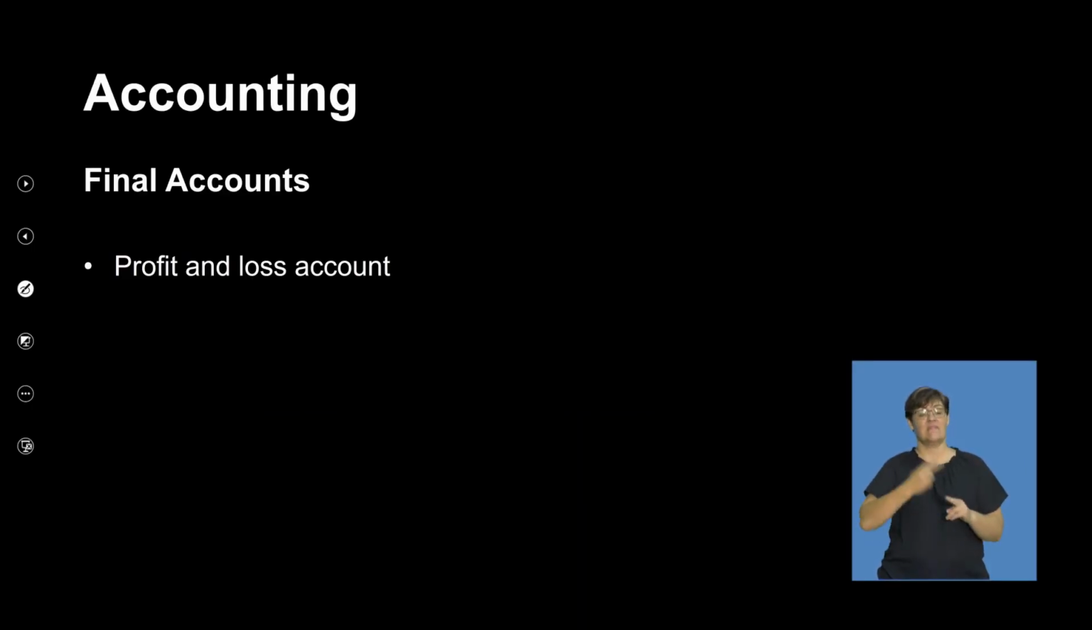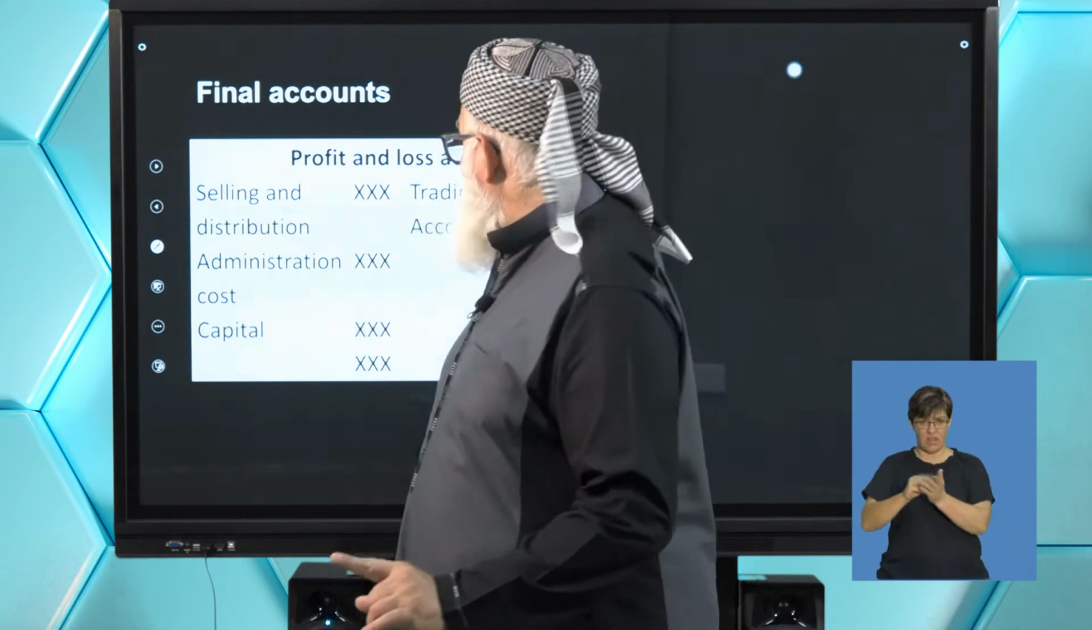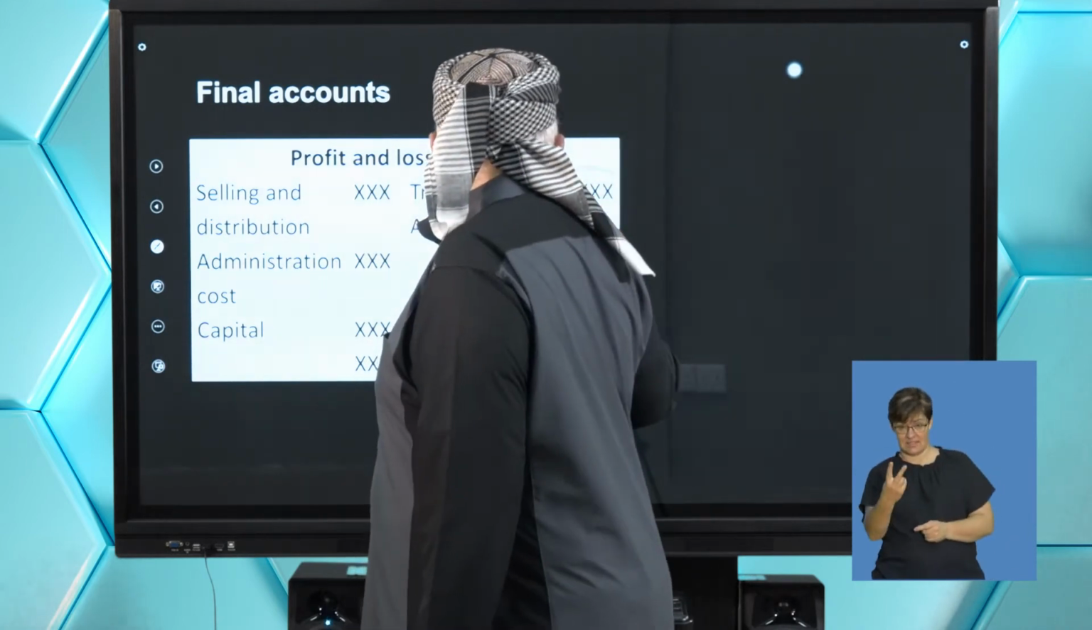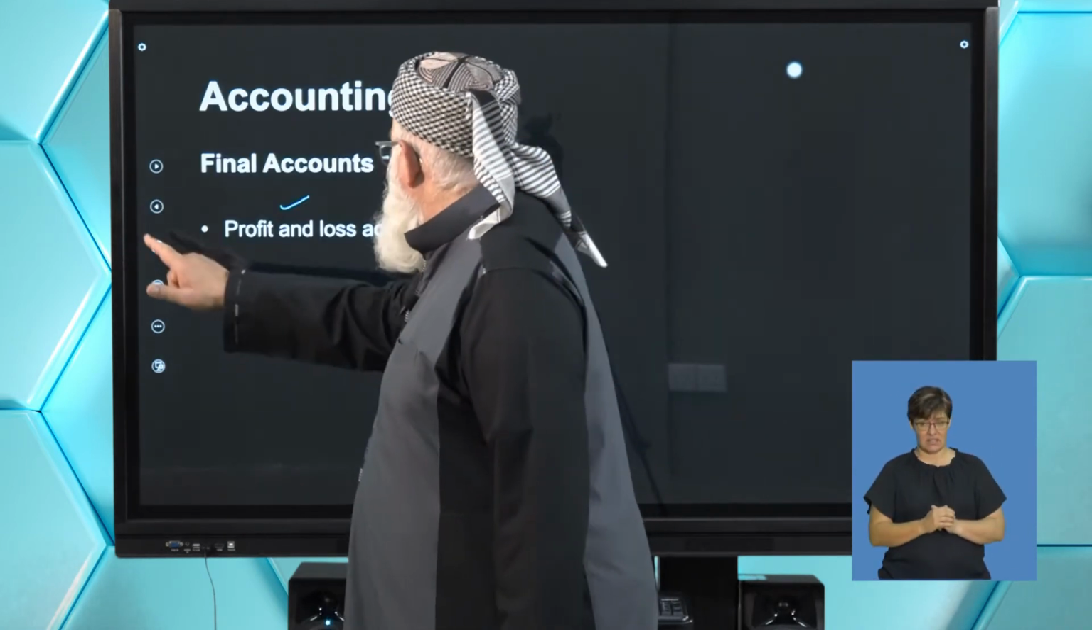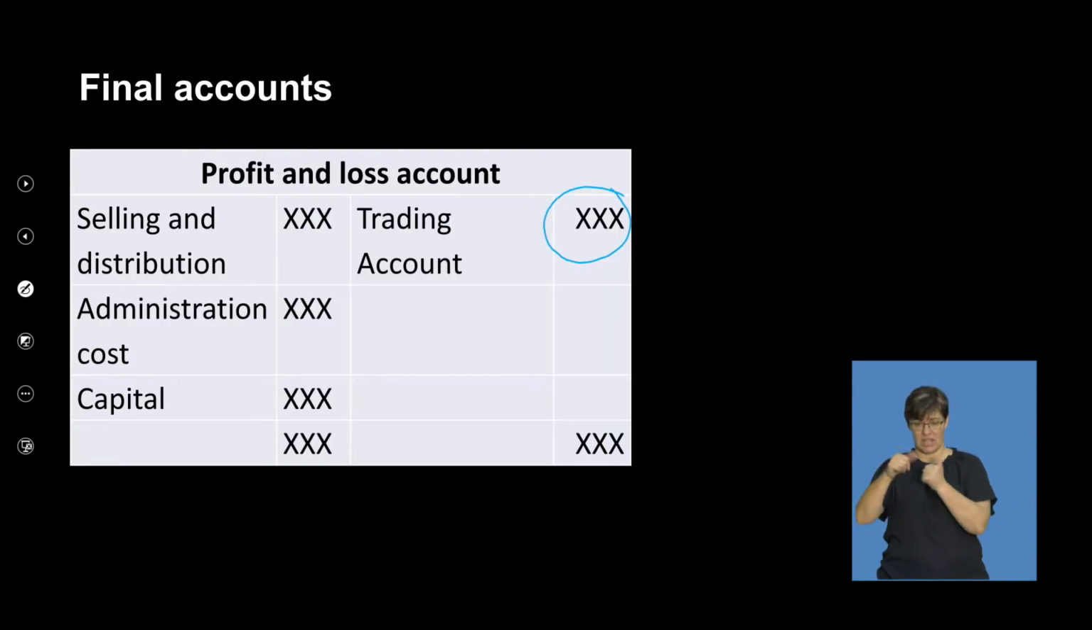Okay. Finally, we have the profit and loss account. And in my profit and loss account now, you can see I've brought in my profit from my trading account. Can you see the contra entry? Let me show it to you once again. You debit your trading account. There's your detail, profit and loss. And therefore, you credit your profit and loss account. There's my contra entry.